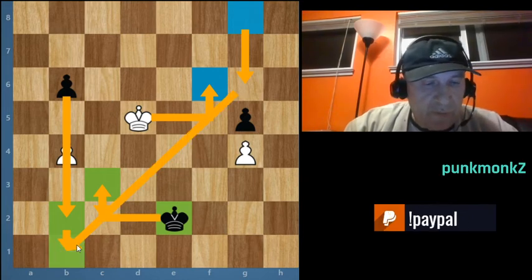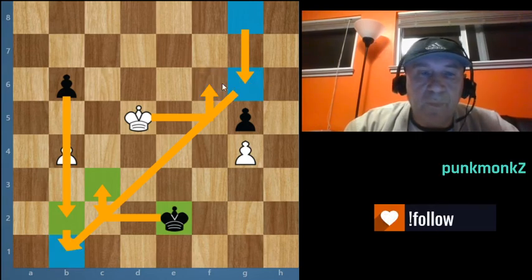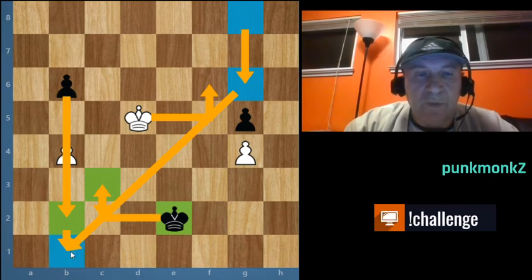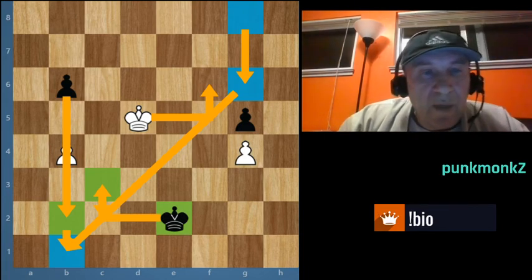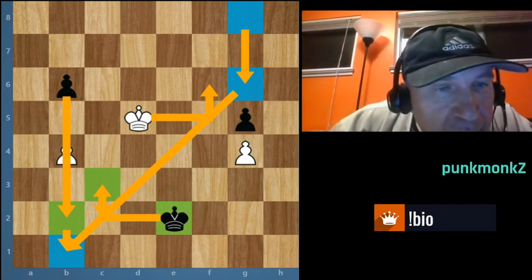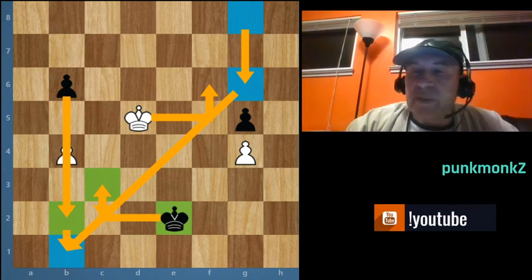Control the queening square by coming here, and control the queening square, and that's a win. Okay, guys. All right, so this is the position.